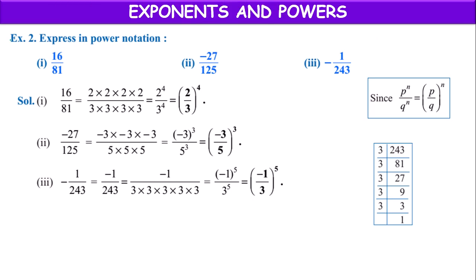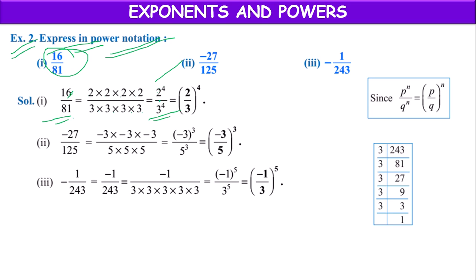Next line. Example 2, expressed in power notation. 16 by 81. In power notation, we have to express. So 16 can be written as 2 into 2 into 2 into 2, which can be written as 2 power 4. 81 can be written as 3 into 3 into 3 into 3, which can be written as 3 power 4.